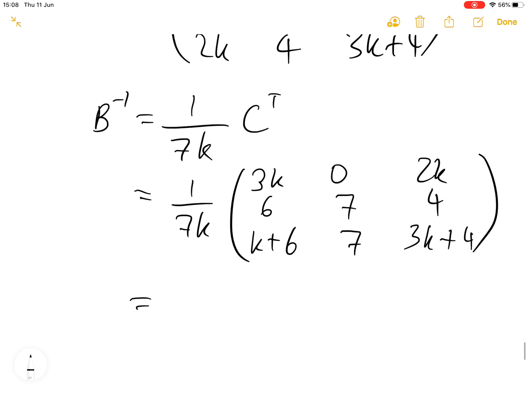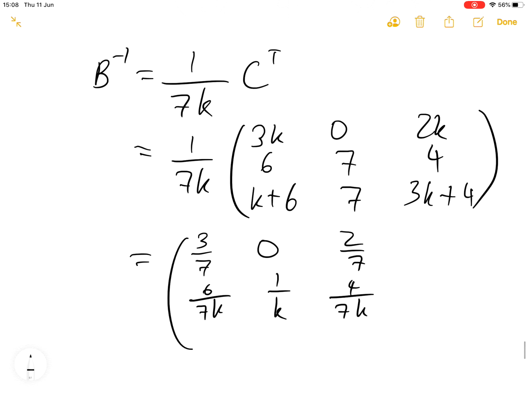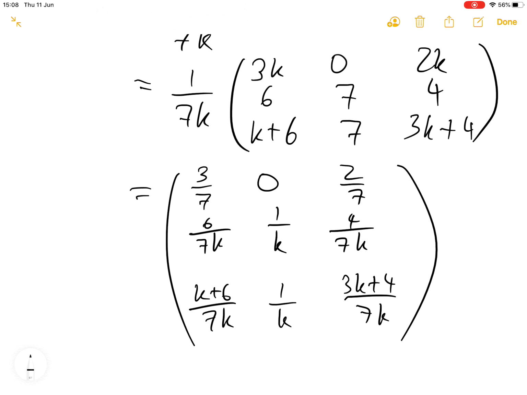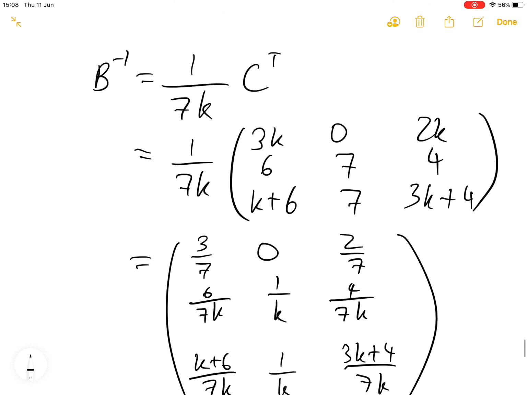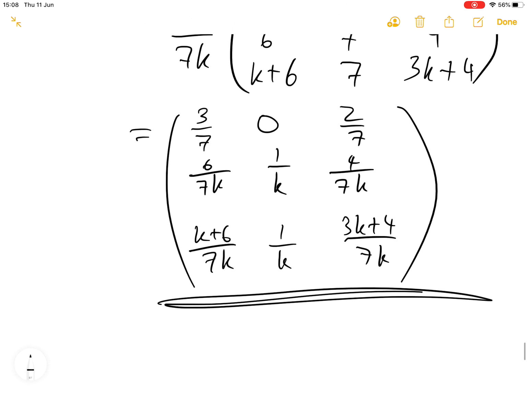And then we just need to divide everything by 7k. If you want, you can put that inside the matrix. And we get 3/7, 0, 2/7, 6 over all of 7k, 1 over k, 4 over 7k. In fact, it was probably nicer to leave it outside, but since I've started doing it, we'll just finish it off. k plus 6 over 7k, 1 over k, 3k plus 4 over 7k. Yeah, so this last step I did isn't completely necessary, but it just writes it all inside the matrix. And this is the answer.